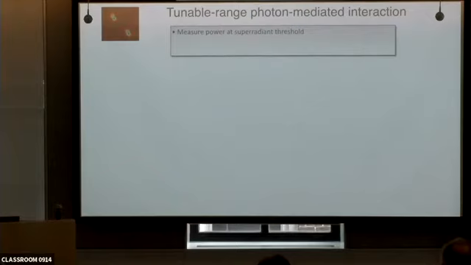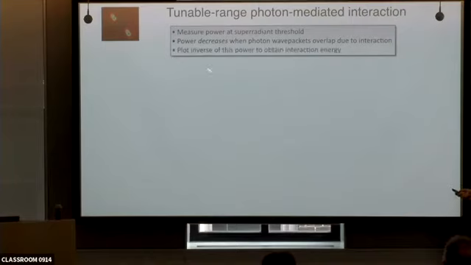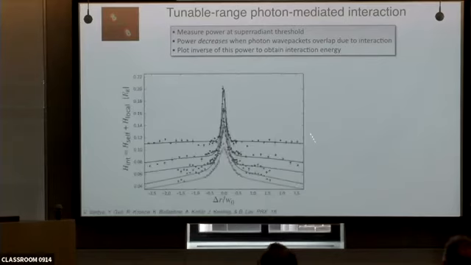What we're going to do is increase the pump power and measure at what pump power I start to see a burst of light coming out of the cavity. That's my threshold. And it turns out that the more interaction energy you have, the less pump power you have to put in there. So the power at threshold decreases when the photon wave packets overlap due to the interaction. If I plot the inverse of the power, then I can measure what the interaction energy is as a function of separation. So that's what we do here.